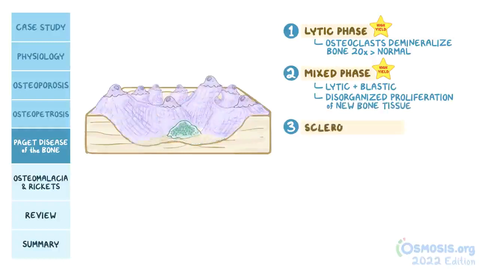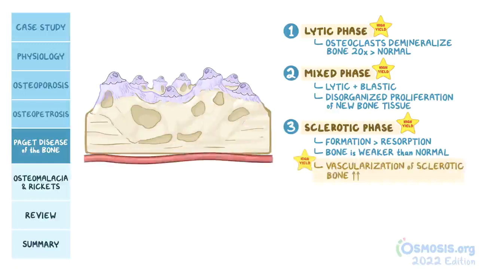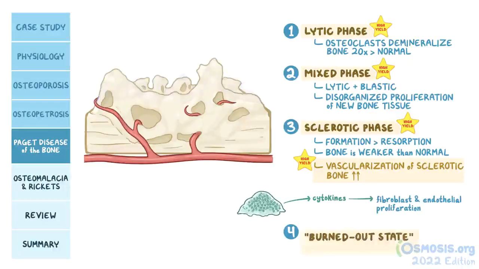Phase 3 is the sclerotic phase, and that's where new bone formation exceeds bone resorption, and the final result is bone that's structurally disorganized and therefore weaker than normal healthy bone. At the same time, vascularization of the sclerotic bone increases as well, mainly because osteoclasts seem to secrete cytokines that activate fibroblast and endothelial cell proliferation, which induce new blood vessel formation. Eventually, the osteoblastic activity also slows down, and there's a dormant state in the disease called the burned out state, which is sometimes referred to as the quiescent phase.